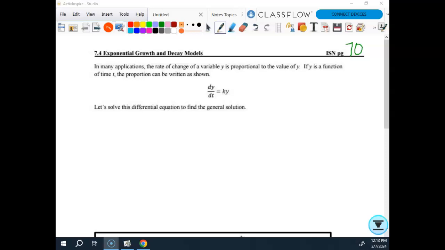All right, so we're going to look at exponential growth and decay models along with what we were doing with our differential equations. So this starts by saying, in many applications, the rate of change of a variable y is proportional to the value of y.